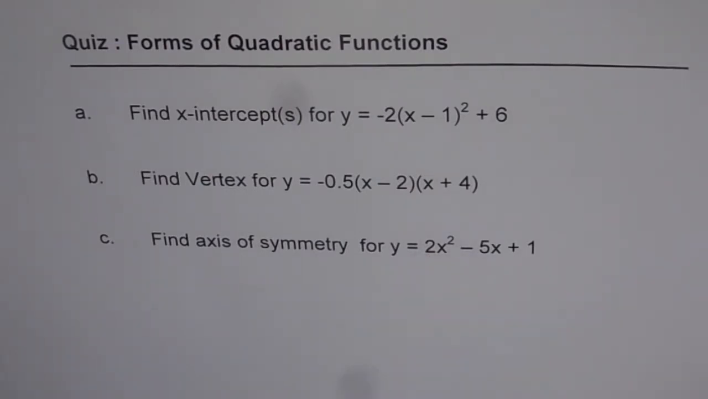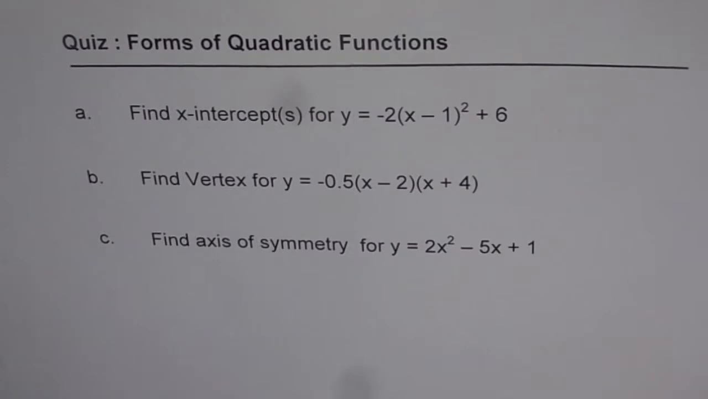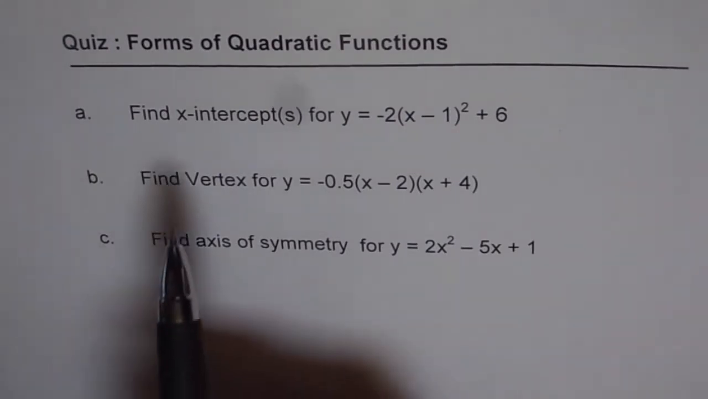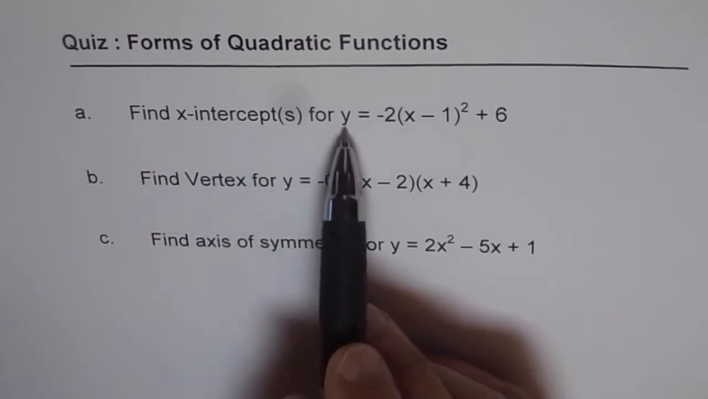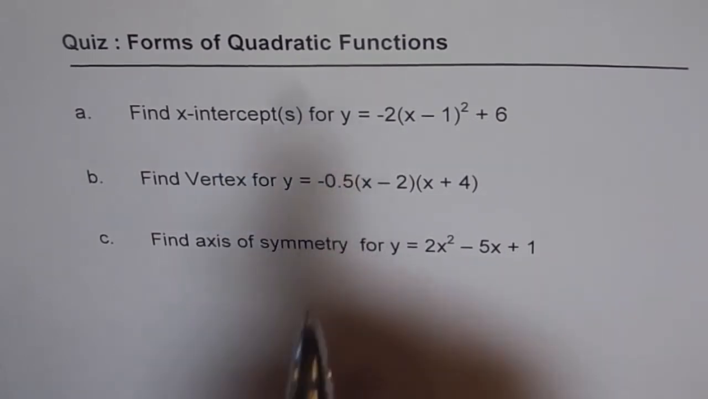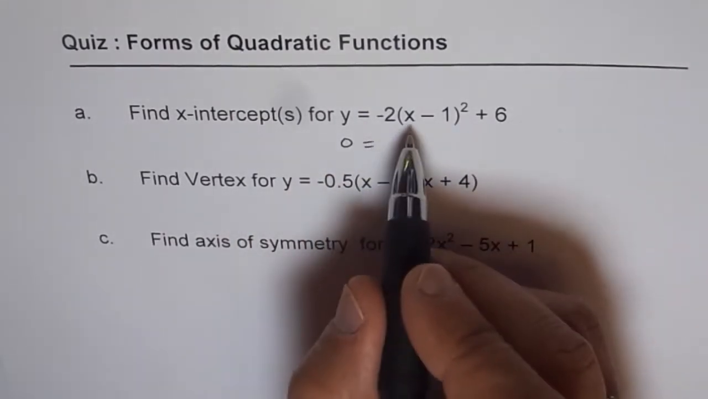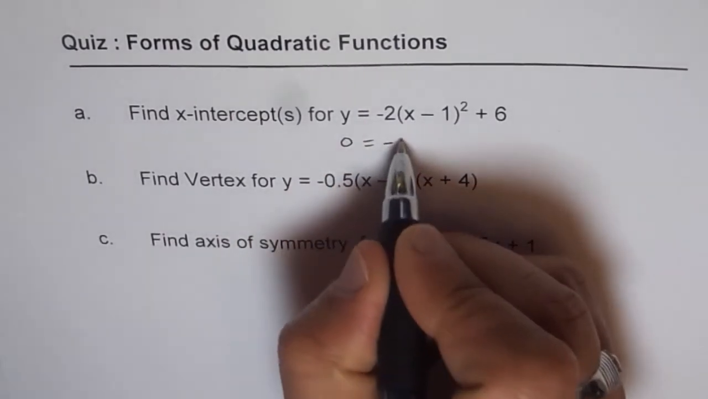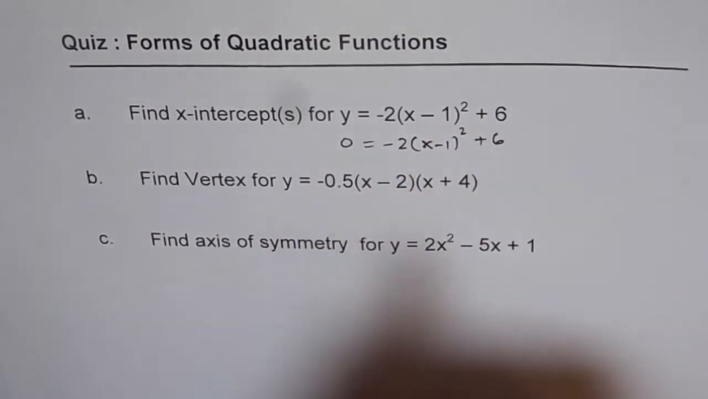And of course, from all three of them, you know the direction of opening from the leading coefficient sign. But what we have given you here are things which are to be calculated, which you can't read directly from the equation. So that is the part of the exercise which you need to do. Now, part A is x-intercept from vertex form. So the x-intercept is a point where y is 0. So in this case, you should equate y equals 0 and then calculate the x value. That is, you need to solve this equation, minus 2 times (x minus 1) whole squared plus 6.